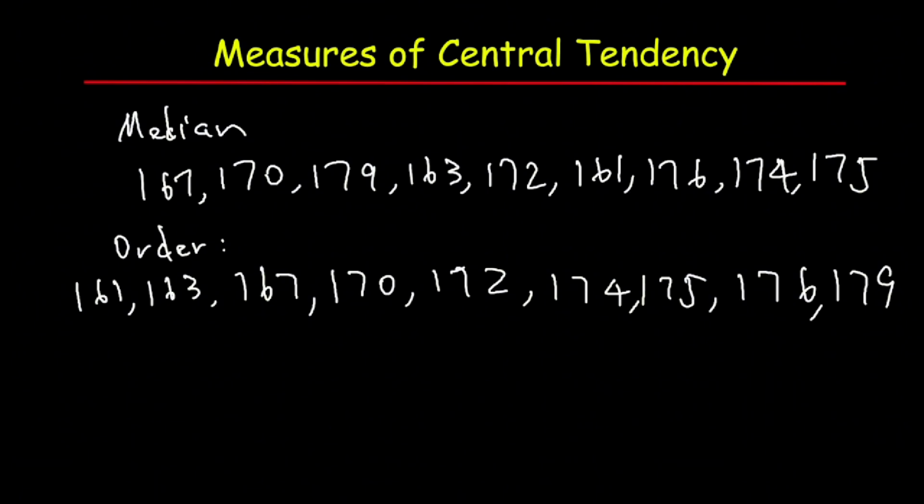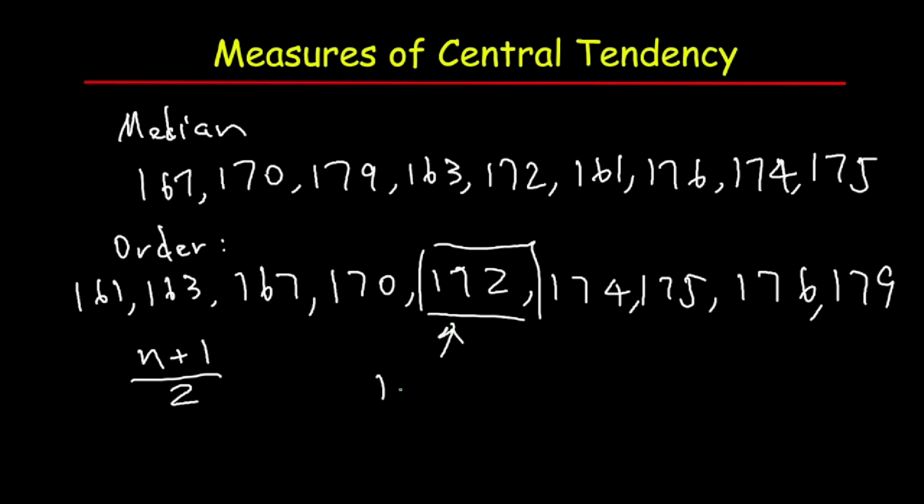In this case, since there are exactly 9 values, which is odd, we're just going to take exactly the value in the middle. If n is odd, then we take the (n plus 1) divided by 2 term. Since n is odd, we take 9 plus 1 divided by 2, which is going to be the 5th term. So the 5th term is here. In this case, the median is 172.